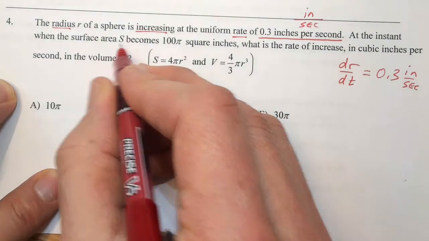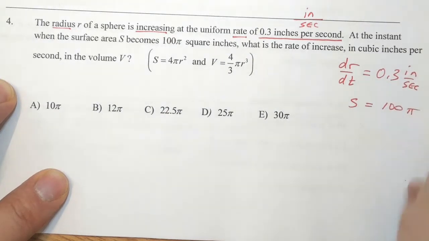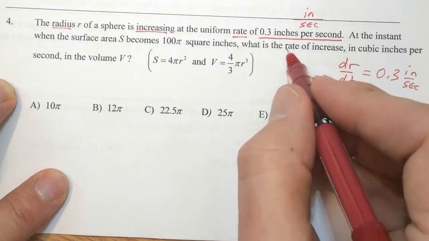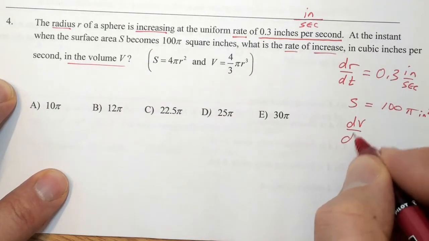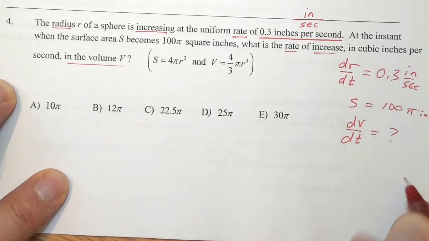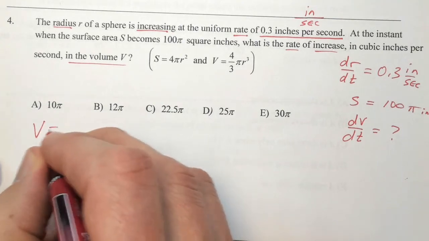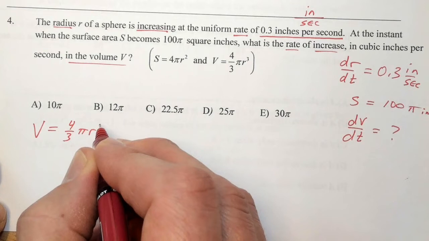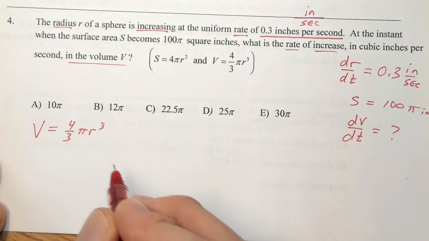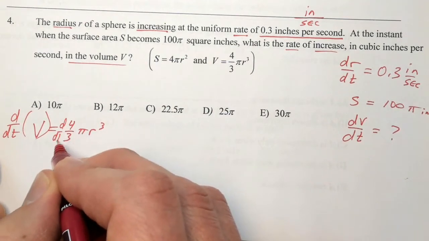We're told that the surface area is 100 pi. Save that for later. All right, square inches. And we're trying to find the rate of change of the volume. So dV dt is what we are looking for. So if we're looking for dV dt, it's probably a good idea to start with our volume formula and to derive it. Now we're going to derive this with respect to time. We can derive with respect to time as long as we do it to both sides of the equation.